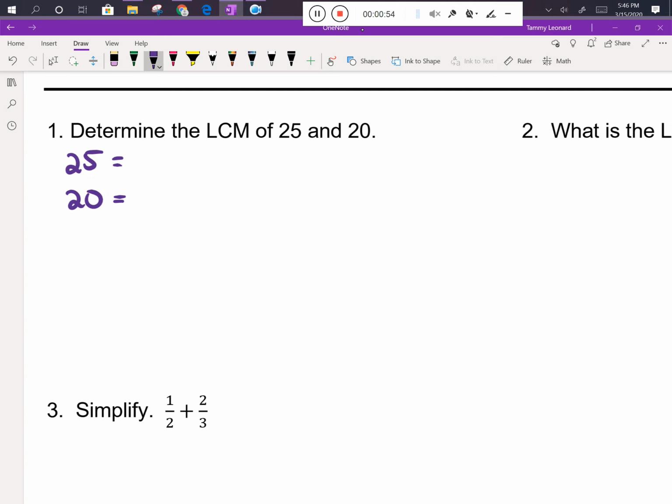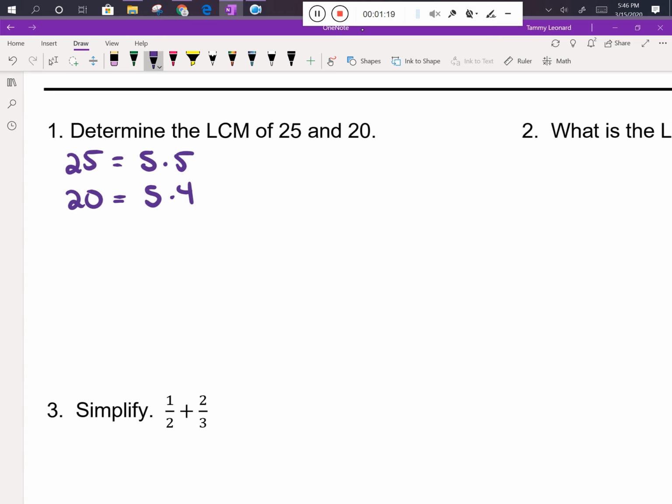So instead, I like to break this down into prime factors. We don't necessarily have to go all the way down to prime, but I'll show you what I mean. So 25, we know, is most easily written as 5 times 5. And I thought of 5 right away because the 20 also has 5 as one of its factors. But 20 is 5 times 4.